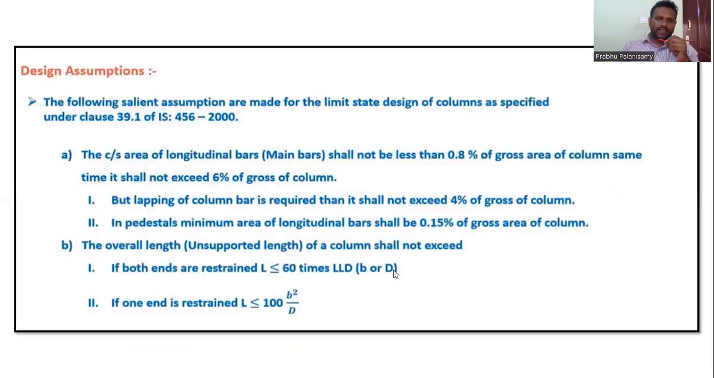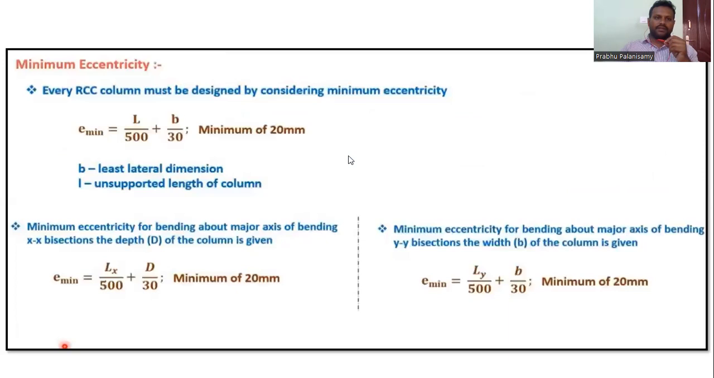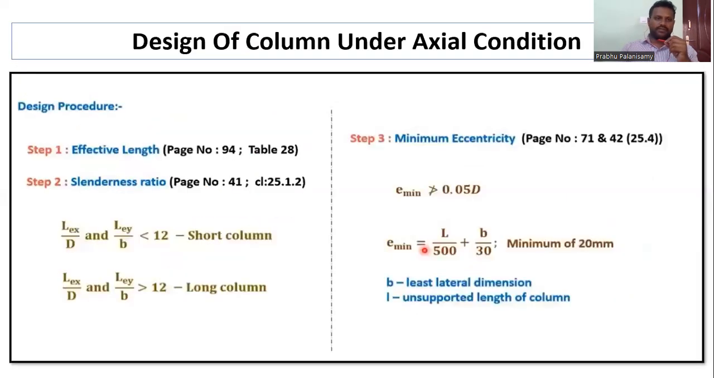These are some design assumptions in IS 456. The eccentricity formula is e minimum equals L by 500 plus D by 30, with a minimum of 20 mm allowed for the eccentricity. This is the design procedure for columns under axial condition.